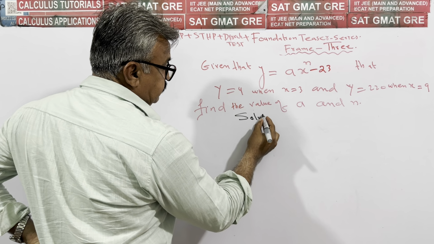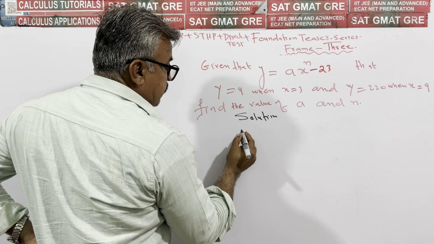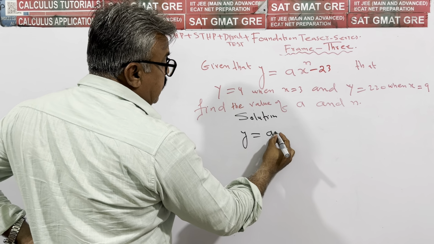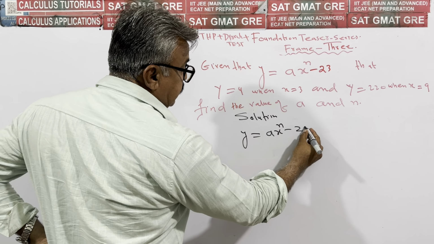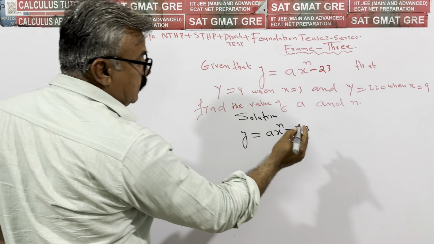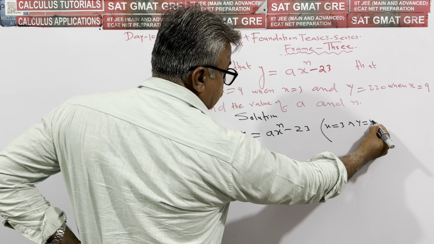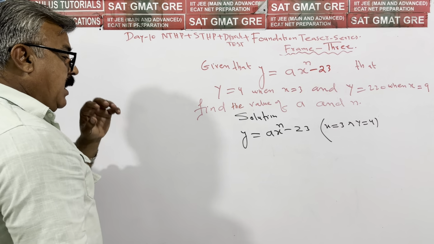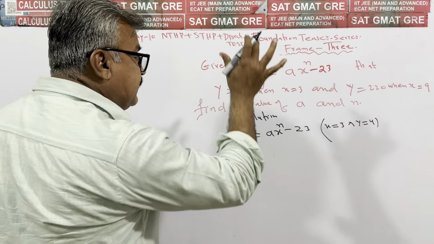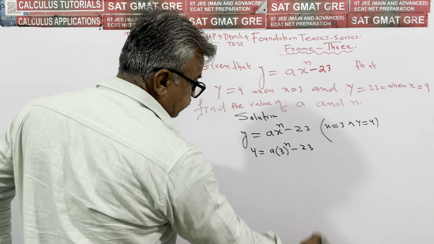Solution. Given to us y is equal to a times x raised to n minus 23. We have given y is equal to 4, x is equal to 3. Utilize these values here, pairwise as it is given. y is equal to 4, a times x, that is 3 raised to n, minus 23.